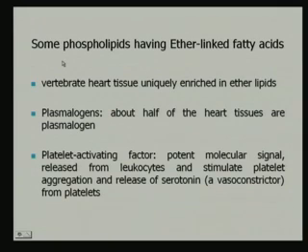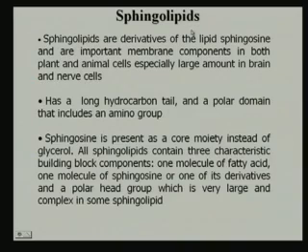Some phospholipids have ether linked fatty acids in the living system. Some examples are vertebrate heart tissue, which is uniquely enriched with this type of ether lipids, the plasmalogens, that is, half of the heart tissue is plasmalogens, and platelet activating factors are also examples of ether linked fatty acids.